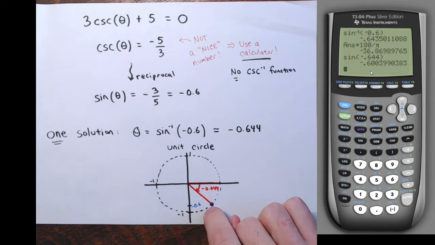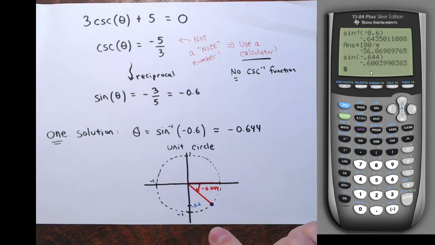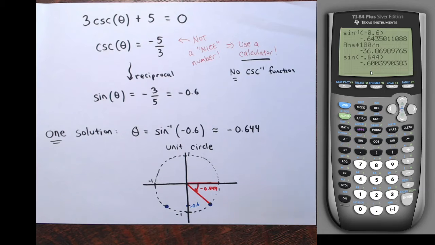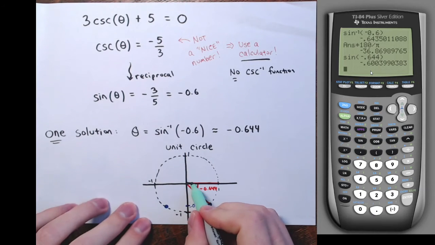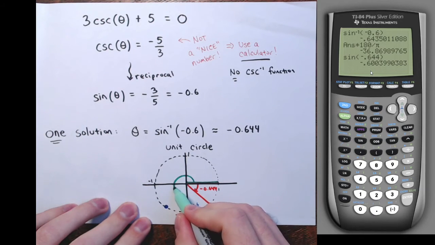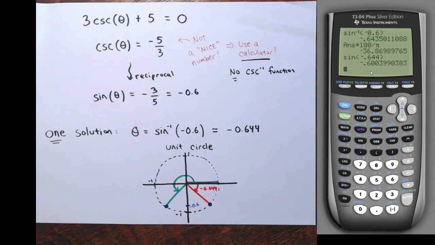But you see, that's not the only point. That is not the only point on the unit circle here that has a y-coordinate of negative 0.6. There's also this point over here. This point on the unit circle also has a y-coordinate of negative 0.6. So I want to figure out what this angle is then. If I start from the positive x-axis, what is this angle that takes me to that point? And I'll do a positive angle this time.